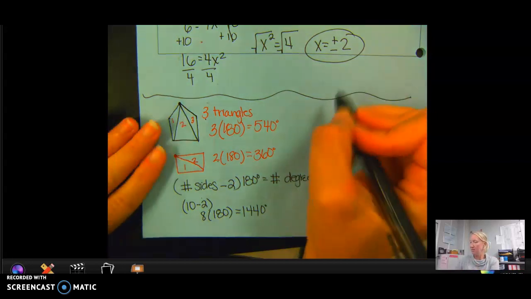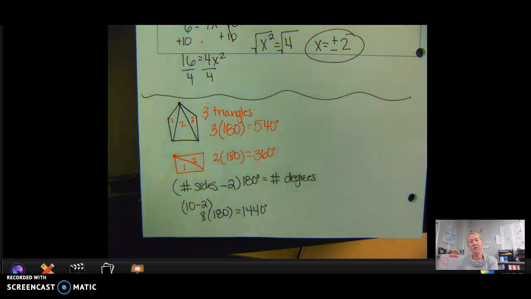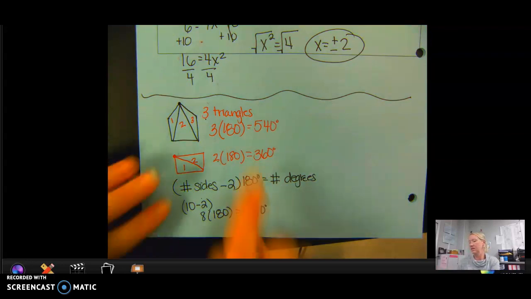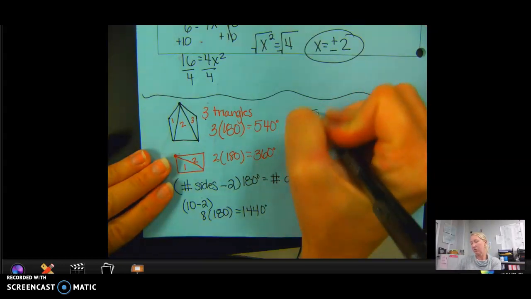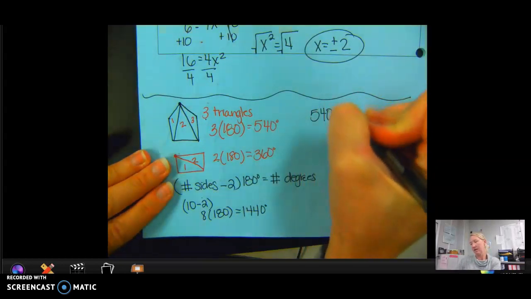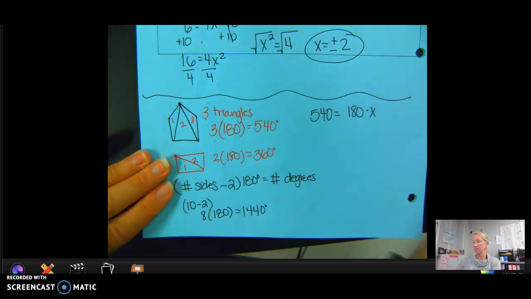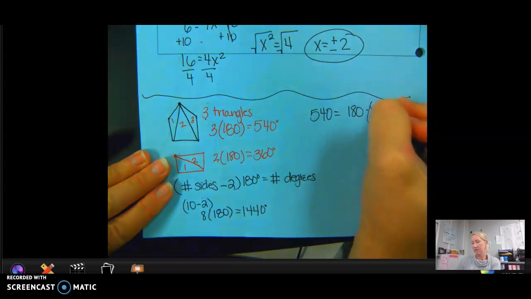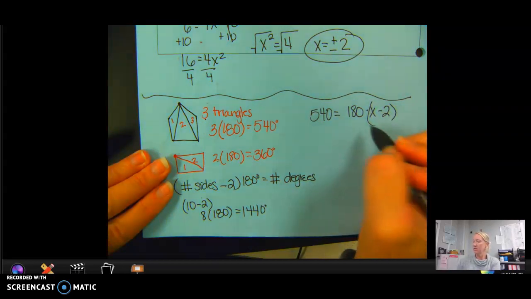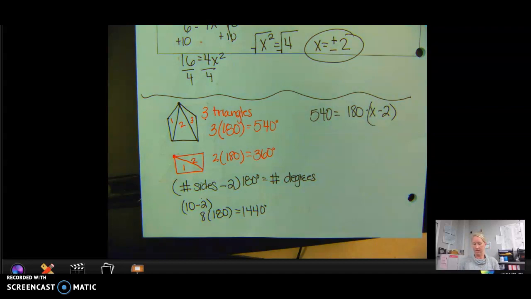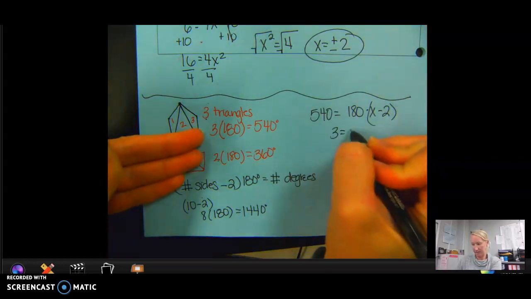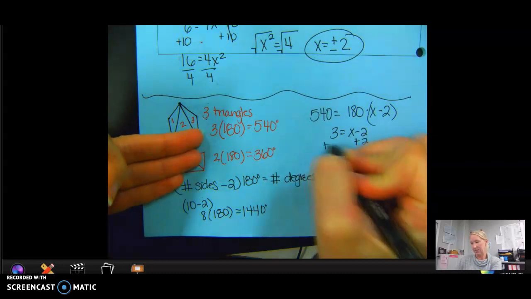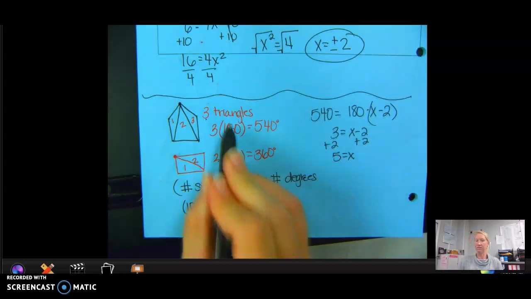Okay? You can also go backwards. Let's say I tell you that there are 540 degrees in a figure. So you would just set that up as 540 equals 180 times some number x, well, some number x minus 2, right? If I want the number of sides. So I divide by 180. So 540 divided by 180. So when I divide by 180 on both sides, I get 3 equals x minus 2. Add 2, I get 5 equals x. So it's a 5-sided figure. Okay?